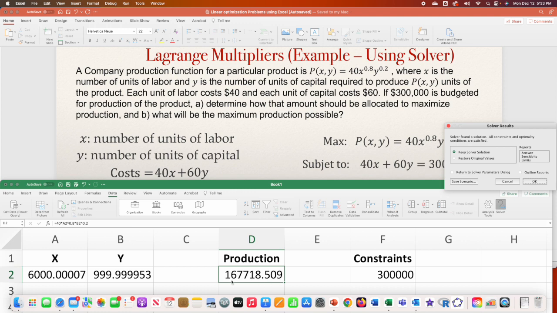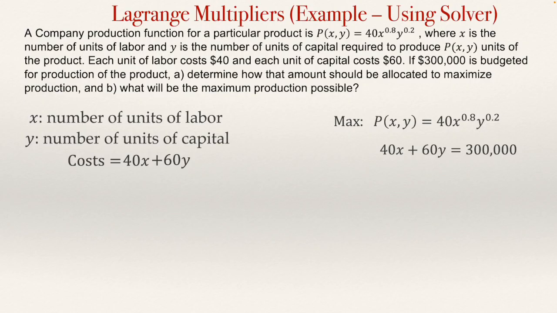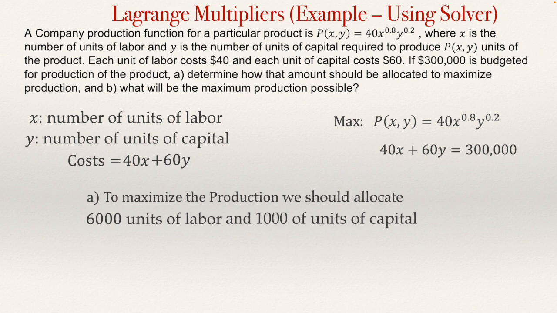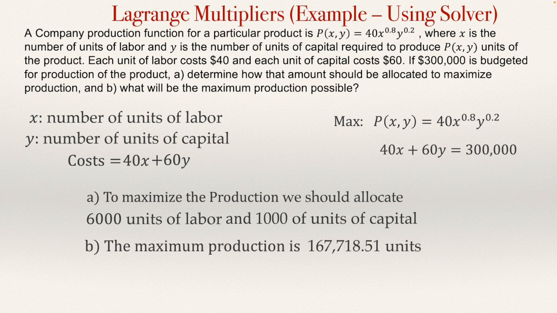And the production, it will be this number here, so the production at that point will be 167,718.51 units of production. So we can answer question A. To maximize the production, we should allocate 6,000 units of labor and 1,000 units of capital. And B, the maximum production is 167,718.51 units. Those are the numbers that we saw in the Excel spreadsheet.